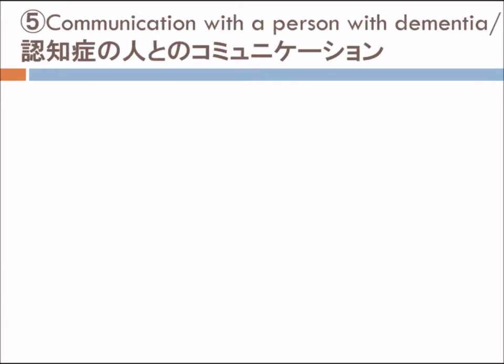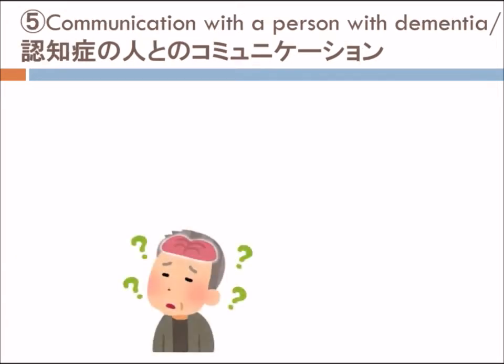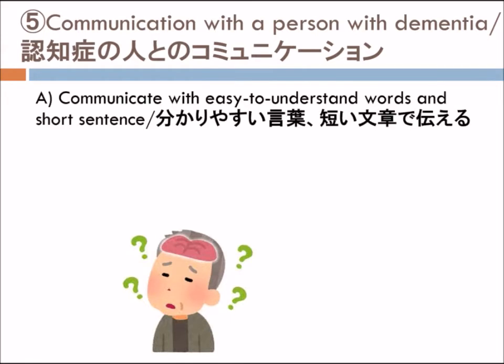Communication with a person with dementia. Due to the decline in the cognitive function of the brain, there are occasions when the same conversation is repeated a number of times, and the conversation between the care worker and the user just does not make sense. Points to remember when communicating with a person with dementia. Communicate with easy-to-understand words and short sentences.